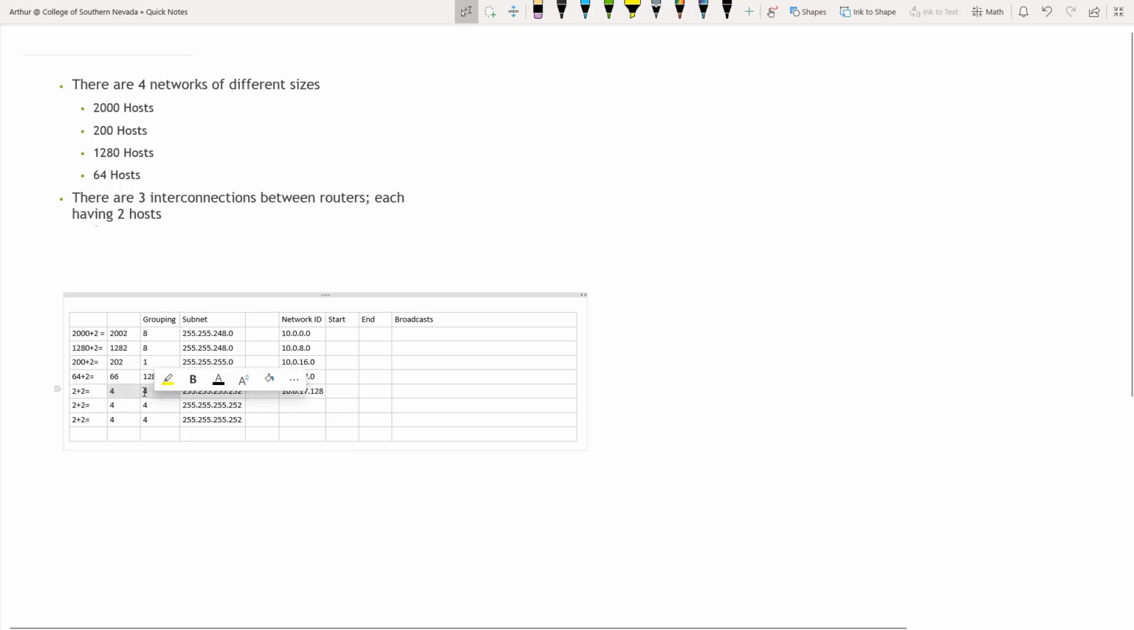Now we go on to the fifth network, which is a grouping of 4, and we're adding that to the fourth octet still. 128 plus 4 is 132. So that network is done, so we go on to the next network. 132 plus 4 is 136. So now we have the last network; we're adding 4, a grouping of 4, to the fourth octet.